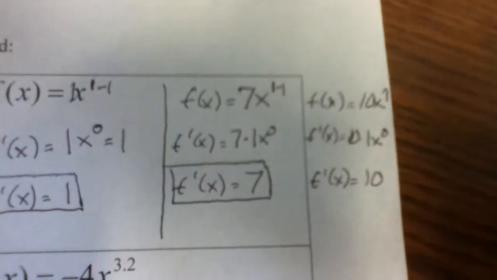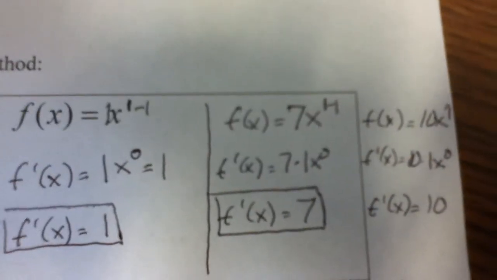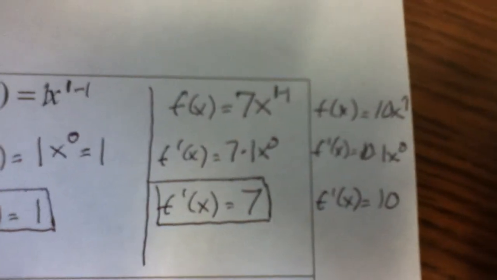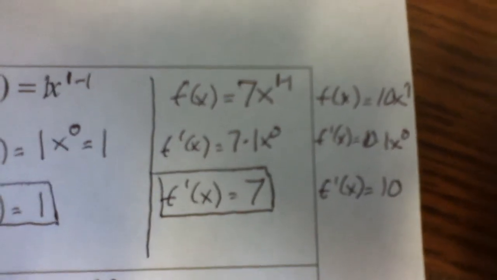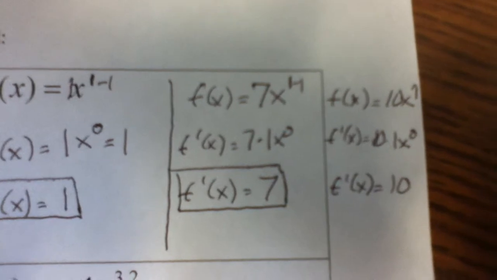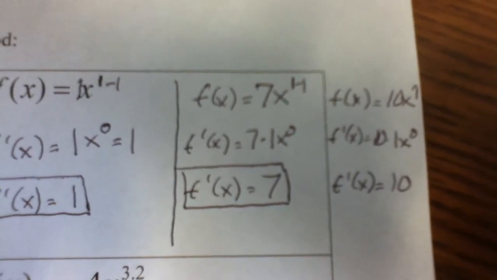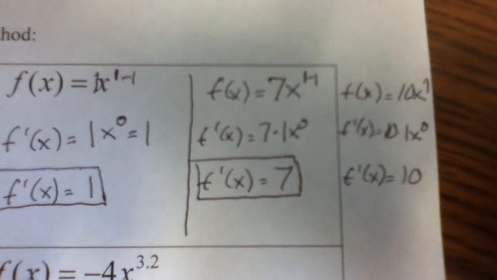So we developed a pattern. Derivative of 1x, 1. 7x, 7. 10x, 10. So the derivative of 100x would be 100. The derivative of negative 5x would be negative 5. Derivative of negative 1.23x would be negative 1.23.